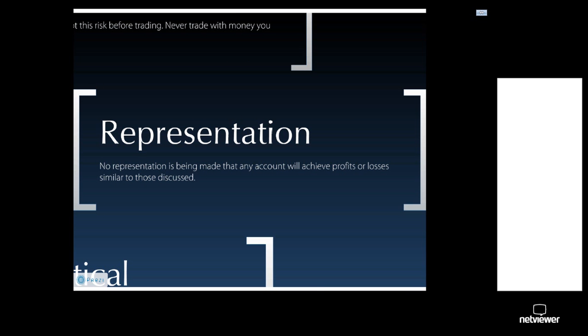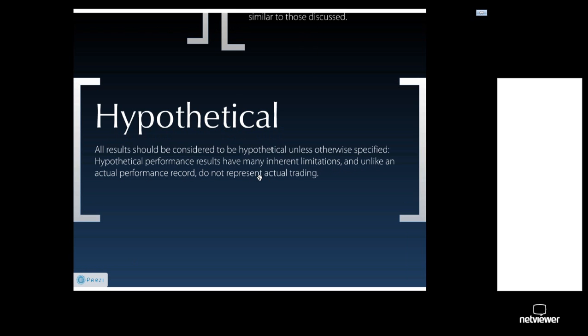And I'm making no representation in this webinar that any account will achieve profits or losses similar to those discussed. And finally, all results should be considered to be hypothetical unless otherwise specified. Hypothetical performance results have many inherent limitations and, unlike an actual performance record, do not represent actual trading.